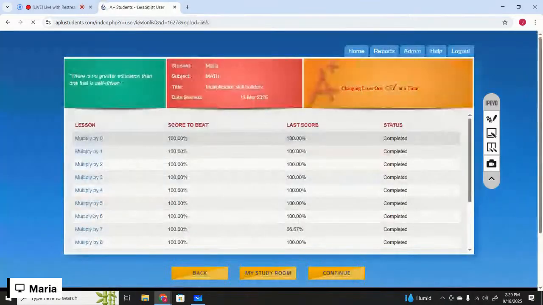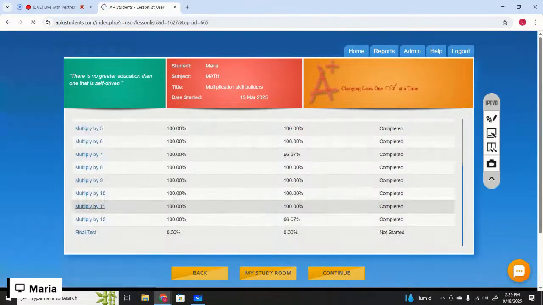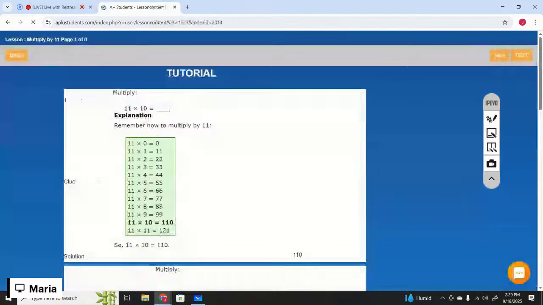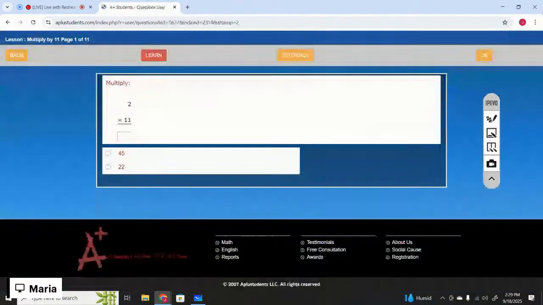Okay, you can complete the lesson by yourself later today. The next lesson is multiply by 11. 11 times 10 is 110. Let's just start with the test questions.